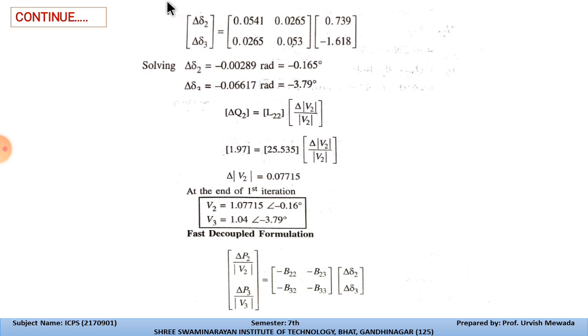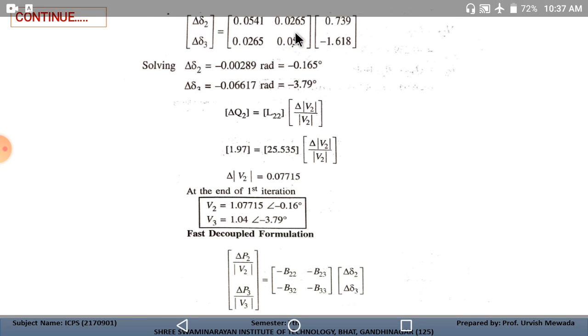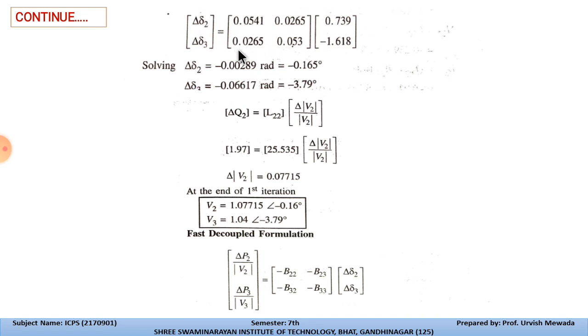So by putting all the values, we will have delta 2 and delta 3, with the first row of the matrix as minus 0.541 and 0.0265, and the second row of this matrix is 0.0265 and 0.053. So by putting all the values, delta 2 will become minus 0.165, and delta 2 is equal to minus 3.79. Now delta Q2 is equal to L22 times delta V2, the parameter that we use; this is the equation that we already discussed in the previous lecture in the decoupled method.